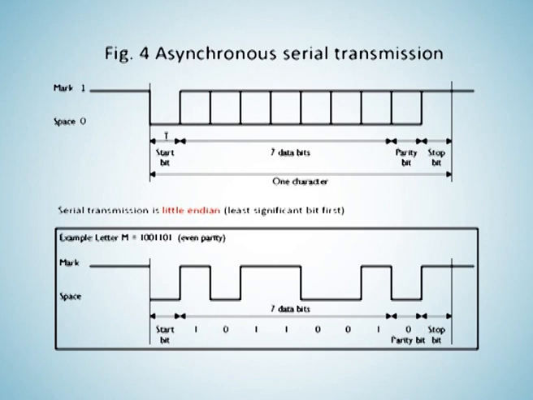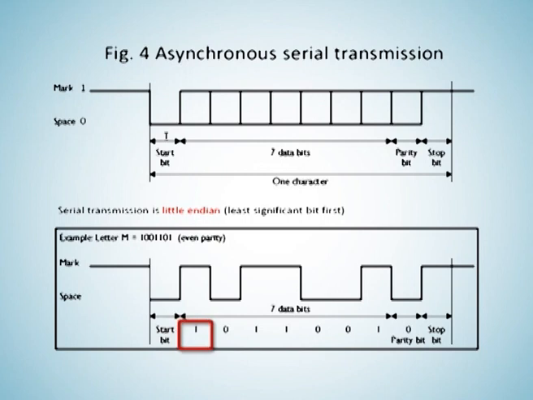The lower part of the diagram in figure 4 shows transmission of the character M. It is represented by the 7-bit ASCII code 100 1101. The parity bit selected is even type, and for this character the parity bit is 0.